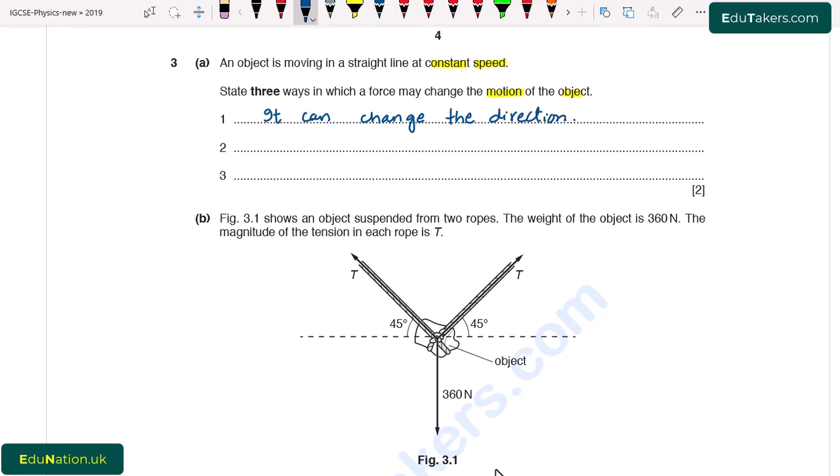Second point is that it can increase the speed. First of all, the object is moving with constant speed. So when we apply a force, its speed may be increased. So I write here, it can increase the speed. Or we can simply say that the object may accelerate when we apply a force. I write here accelerate.